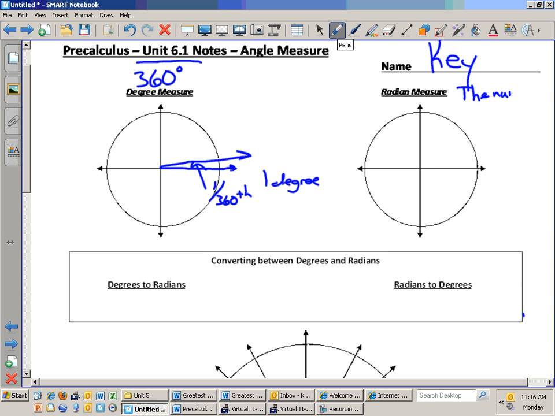The number of radii that wrap around the arc of an angle. This is where it gets really cool. So be ready to be excited, okay?